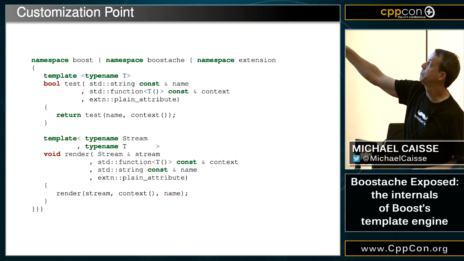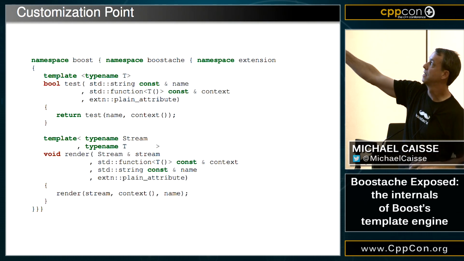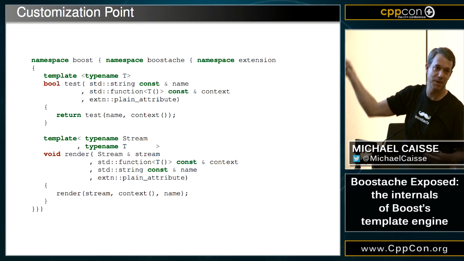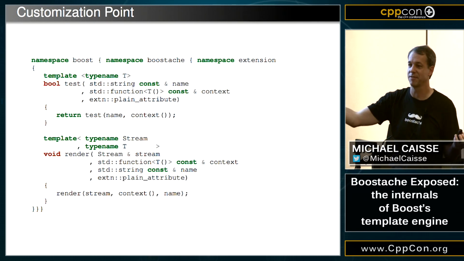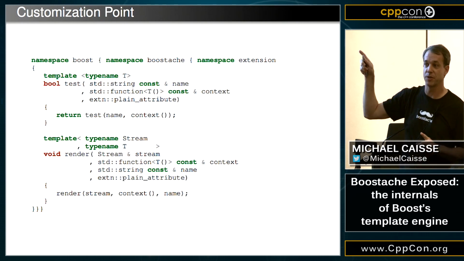So those are the two things it needs to understand. What we're going to do is inside of the Boost.Stash extension namespace, we say test, giving it the things that test normally gets, except for here, the context type is going to be any callable function, a null array function, and we say it's a plain attribute. The plain attribute, because it doesn't match any of the categories we have, is therefore a plain attribute. And we've now overloaded it for this function type, right? So the signature is going to match.